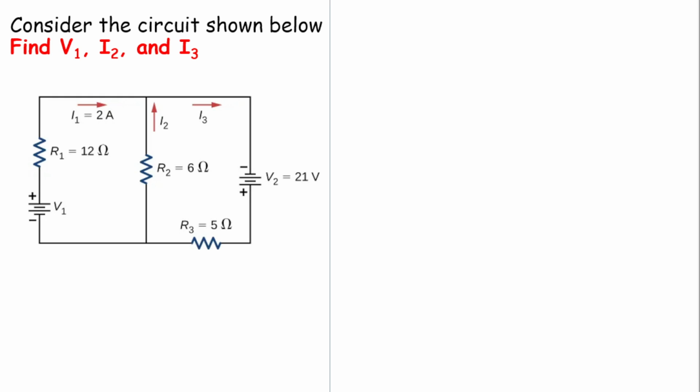Consider the circuit shown below. Find V1, I2, and I3. So V1 is the voltage of this battery here. And then I2 is this current here, and I3 is this current here. So those are what we are looking for.